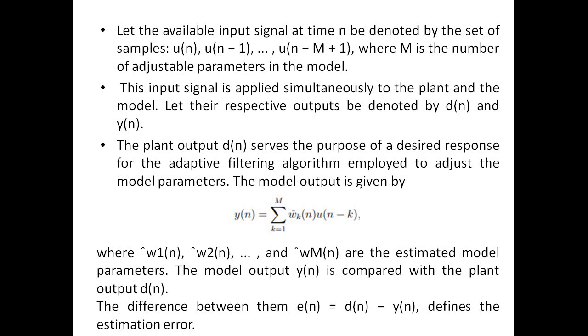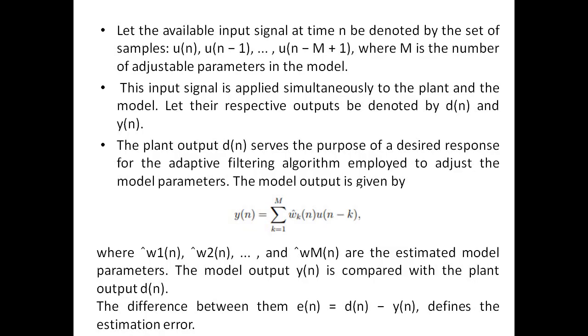These estimated model parameters are compared with the plant d(n). That is what we call the reference signal. So each and every process will have a reference signal and a comparison is made. The difference defines the estimation error, and that error lets us decide whether to go ahead or to investigate. That is the importance of identifying faults at an early stage in system identification, to prevent complete damage to the entire process.